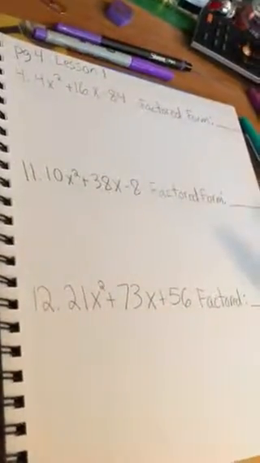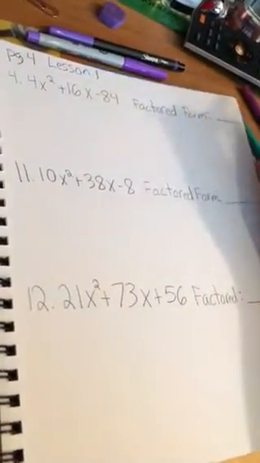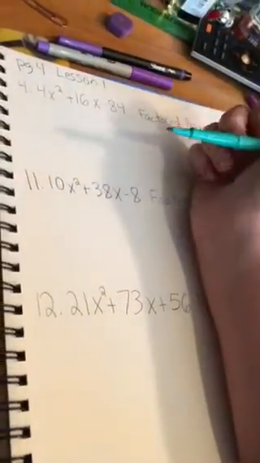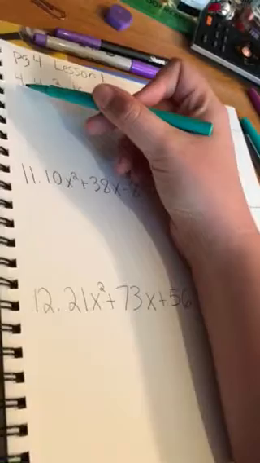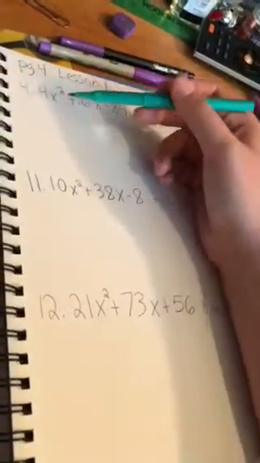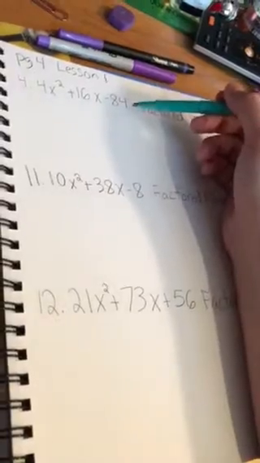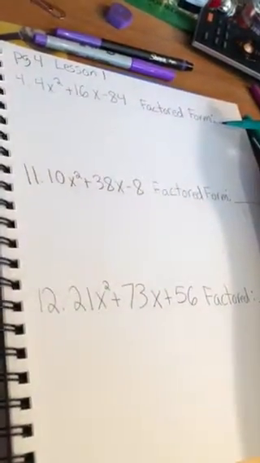Okay, so we're going to try to do additional videos. So I'm going to take page 4, lesson 1, and go to example 4. For example 4, we have 4x squared plus 16x minus 84. And we want to find the factored form.